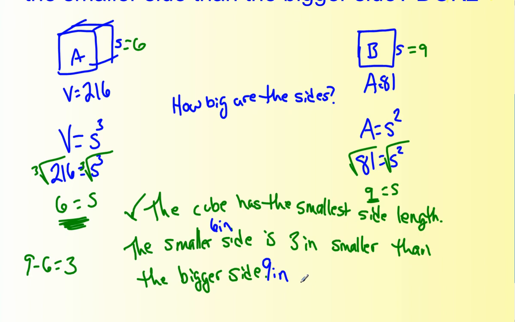of cube A is 6 inches, then for square B, I used the area formula, I square rooted each side, I found the side length is 9 inches, therefore the cube has the smallest side length. And then for the second part of the problem, the smaller side, which is 6 inches, is 3 inches smaller than the bigger side, which is 9 inches. The more detail you have, the better your answer will be.